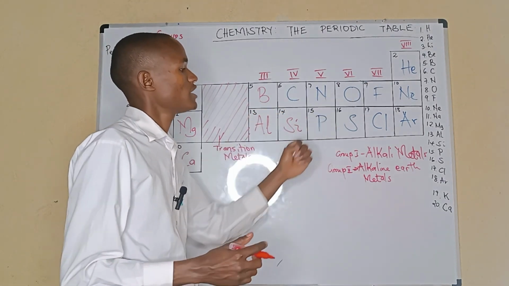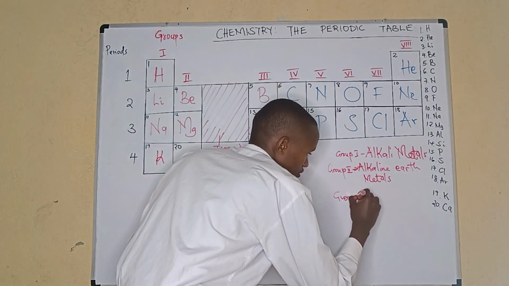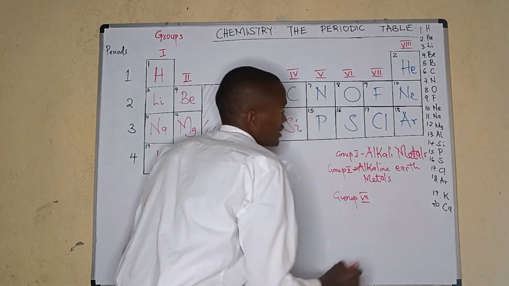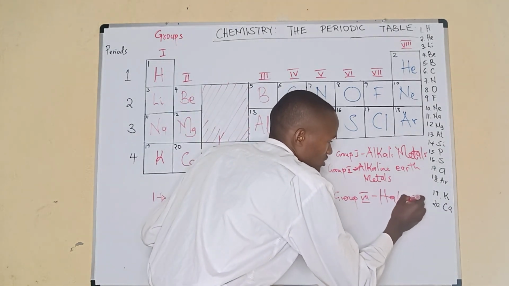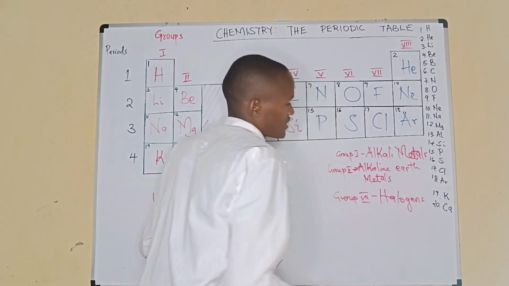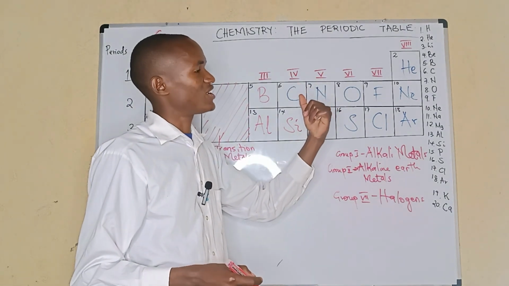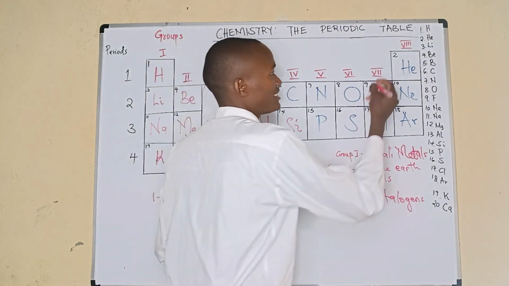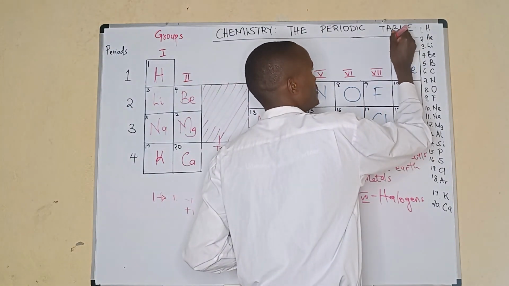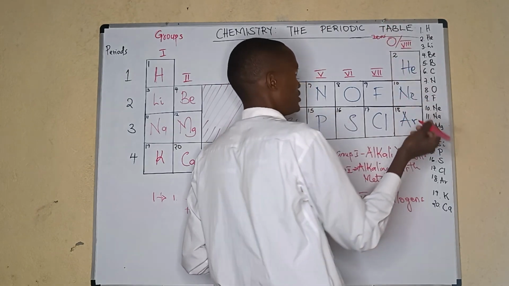Let us jump up to group 7. Group 7 are called halogens. We have group 8, also referred to as group 0.